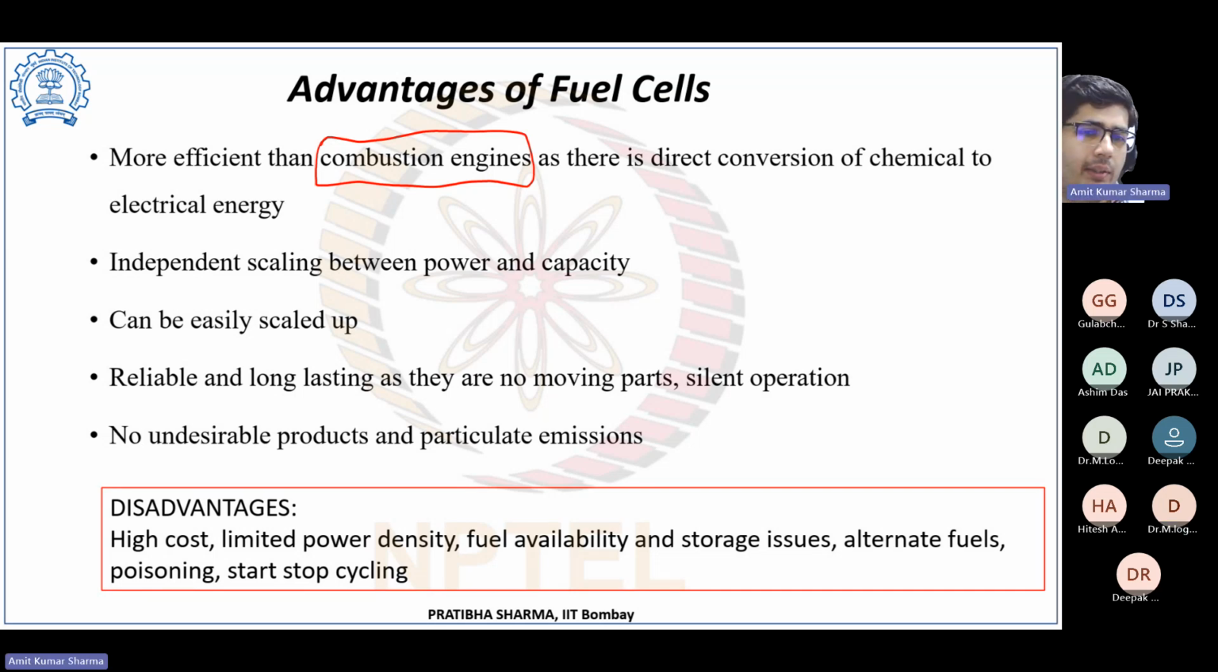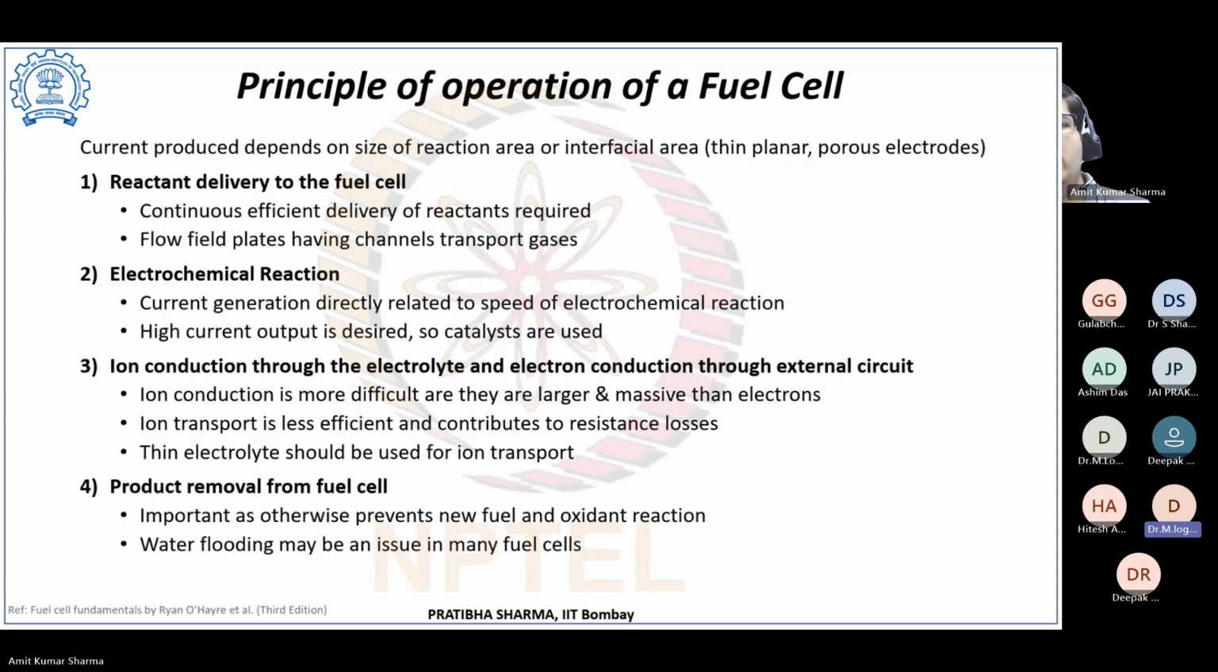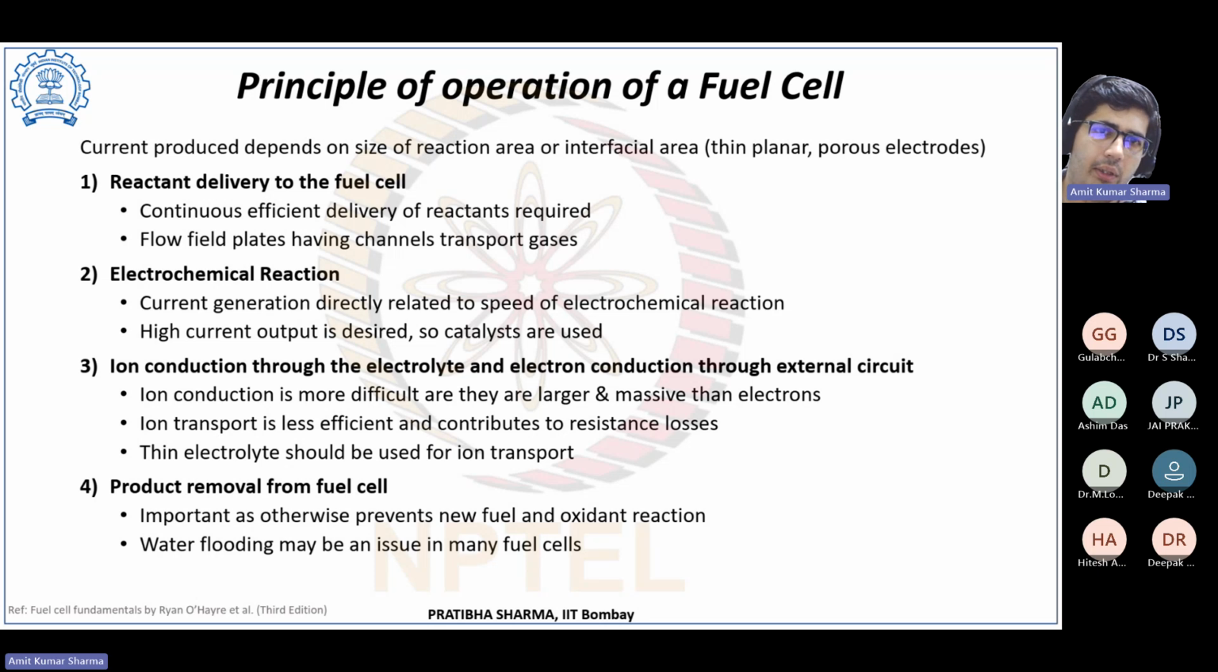Yeah. So the disadvantages are fuel availability and storage issues, alternate fuels, poisoning, and start-stop cycling. These are the disadvantages with the fuel cells. Now, what is the principle of operation of a fuel cell? The current produced depends on the size of the reaction area or interfacial area.